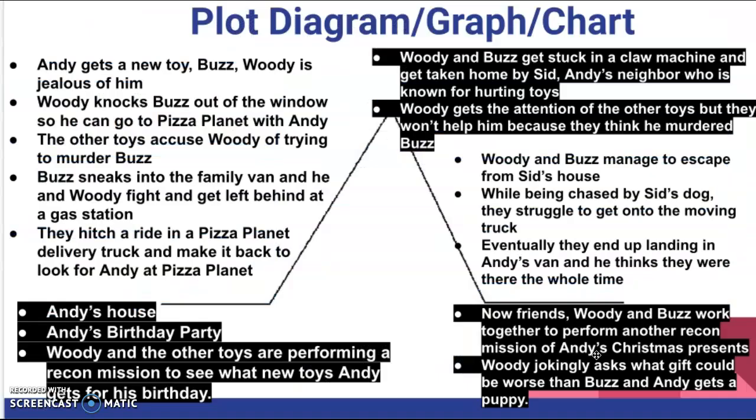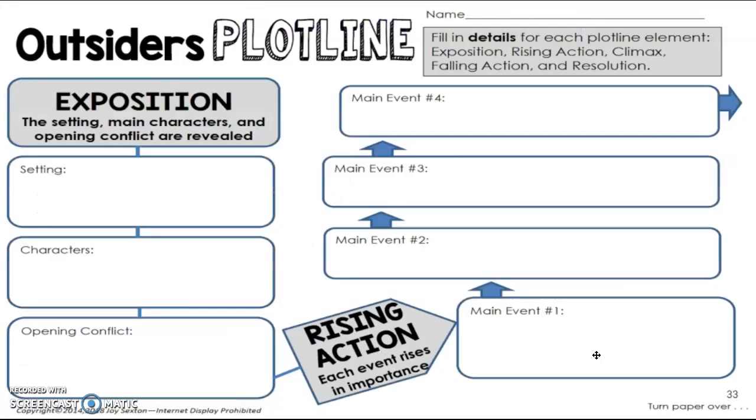If you wanted to sketch it out in this format with the triangle shape, that's fine. Otherwise, this is going to be your setting of the outsiders, the characters, opening conflict. What's the opening conflict when we first meet our characters? What's happening? Then we go to our rising action. So follow the flow. It goes down this way.